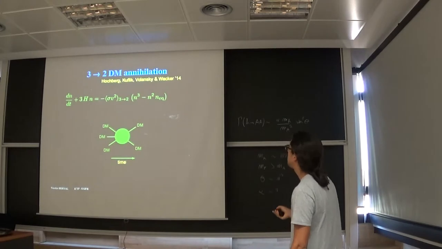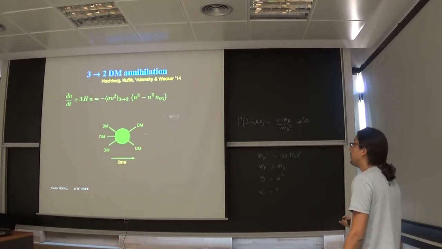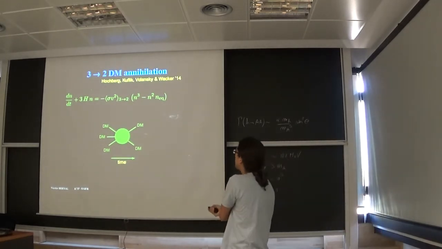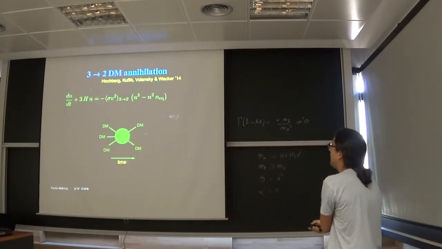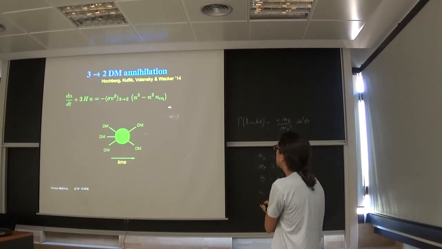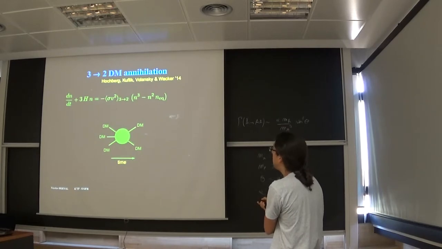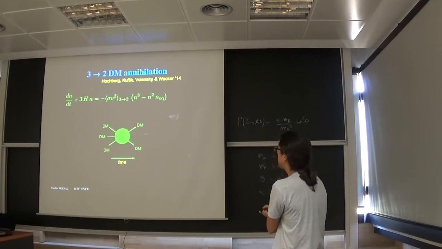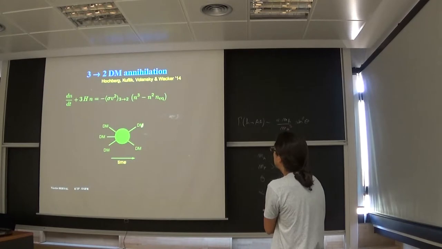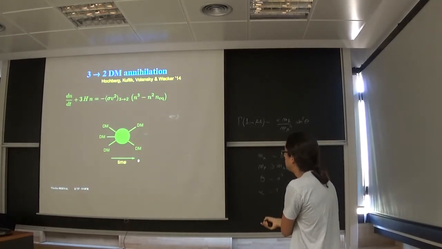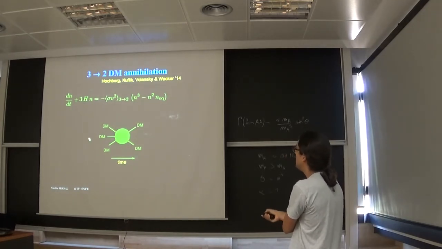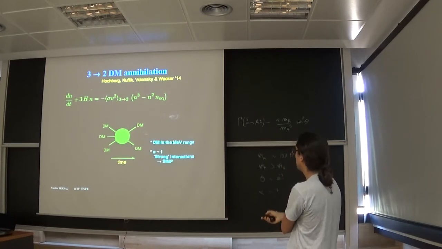Right, and this has been studied last year by this group. What they assume is that you can have 3 dark matter particles annihilating to 2 dark matter particles. The Boltzmann equation will be slightly different. We have here n cubed basically because in the initial state we have 3 dark matter particles, and in the final state we have n squared because we have 2 dark matter particles, and this n equilibrium. Well, I can explain why you have this. And so the time is flowing in this direction. We are having an annihilation of 3 dark matter particles to 2 dark matter particles.